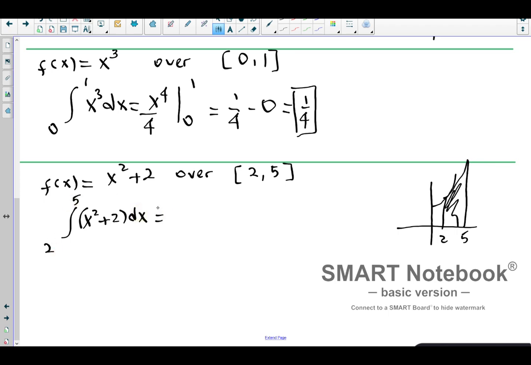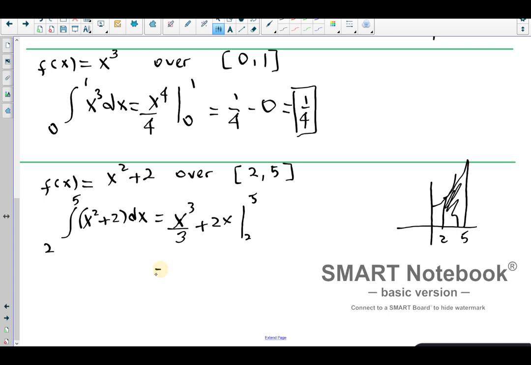For this one again, find the antiderivative first and then plug in the upper limit minus plug in the lower limit. This may be a good point for you to pause the video for a moment and come back and check your answers. So here is the antiderivative, x cubed over 3 plus 2x. And we're going to plug in limits from 2 to 5.